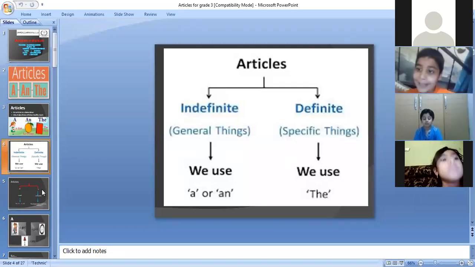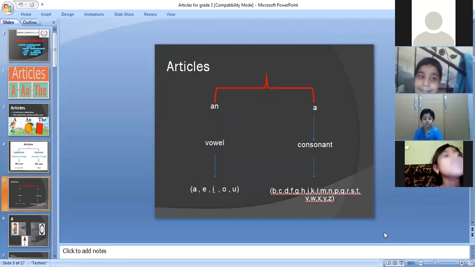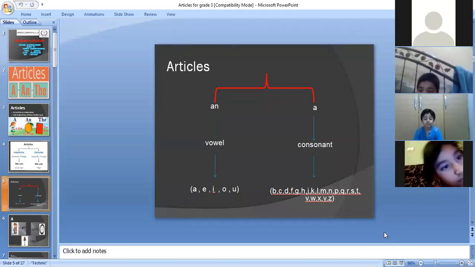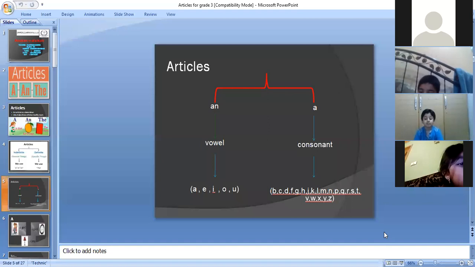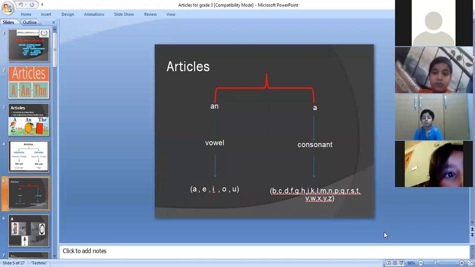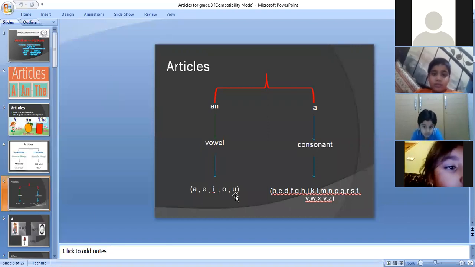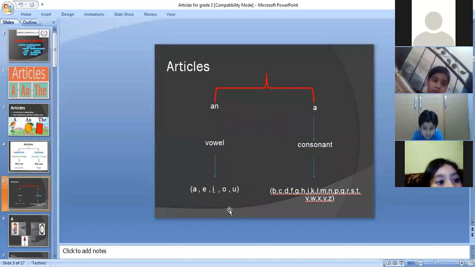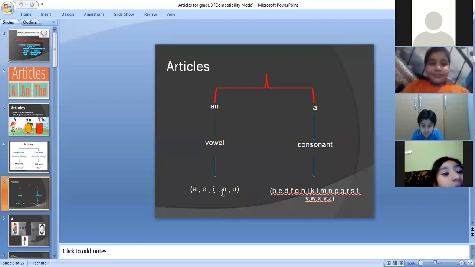Now, moving on to the next slide. How many alphabets are in English language? 26. There are 26 alphabets in English language. Out of these, 5: A, E, I, O, U. Say with me, A, E, I, O, U are called vowels.